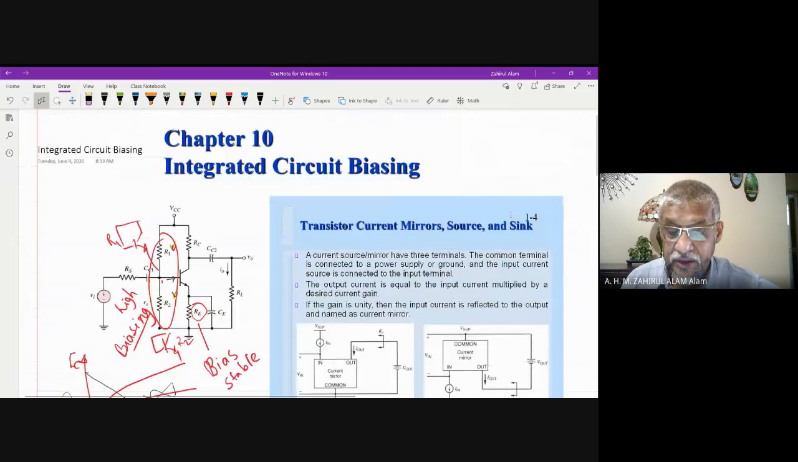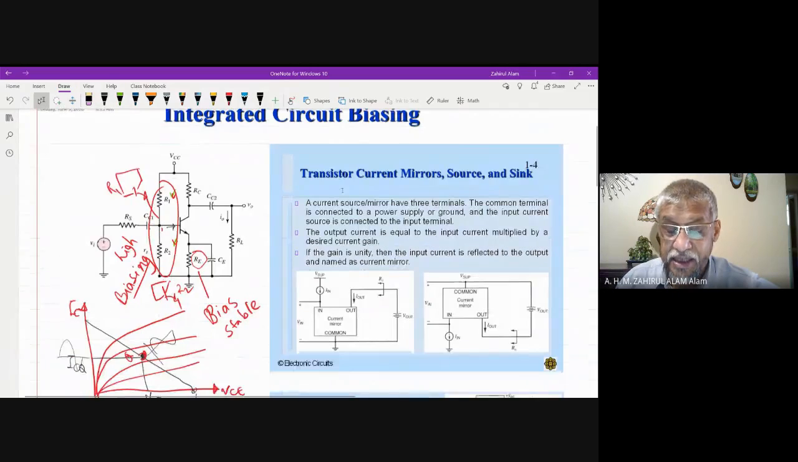Now let us go. This is transistor current mirror, source and sink. So integrated circuit biasing means we need to design current mirrors, source and sink. So what is the source? A current source or mirror has three terminals. This is 1, 2, 3 terminals.